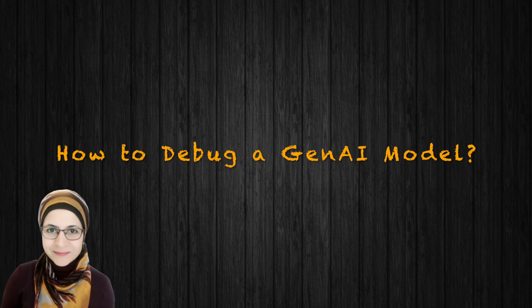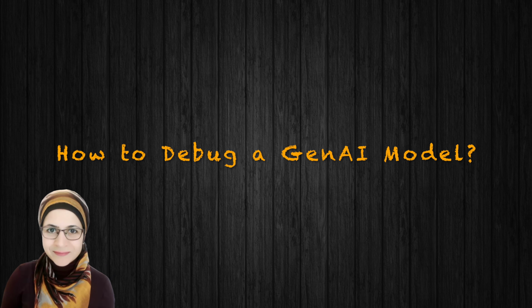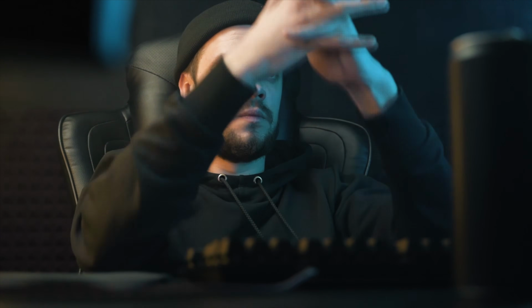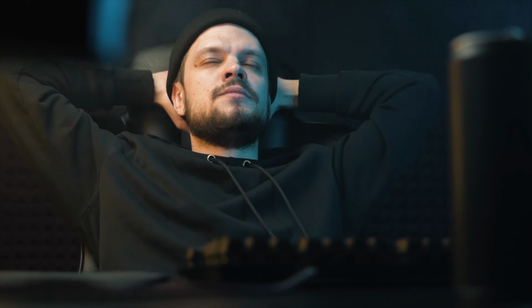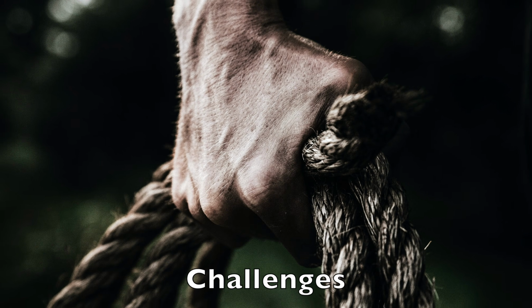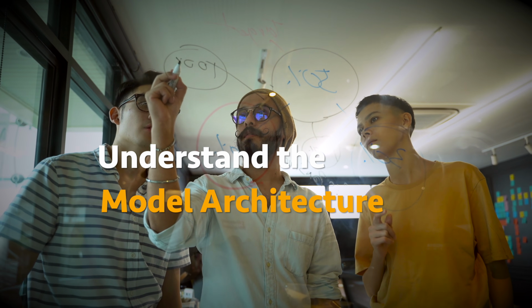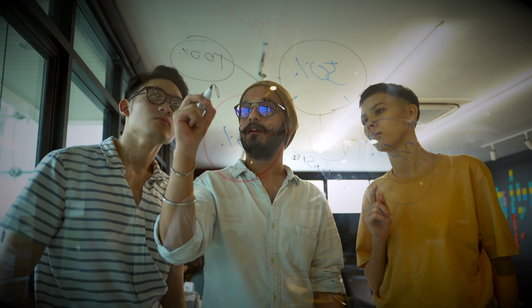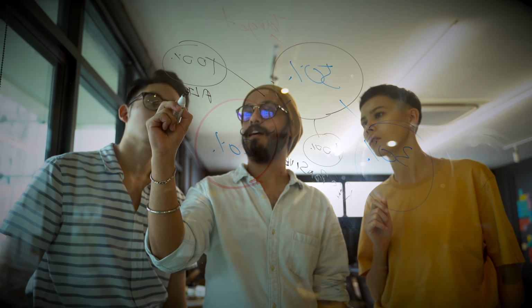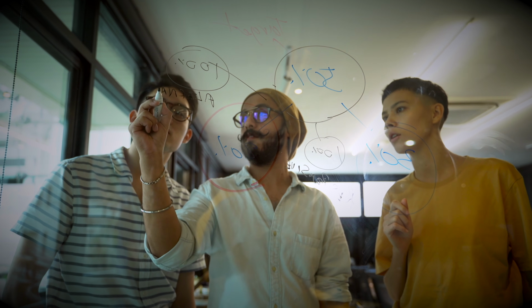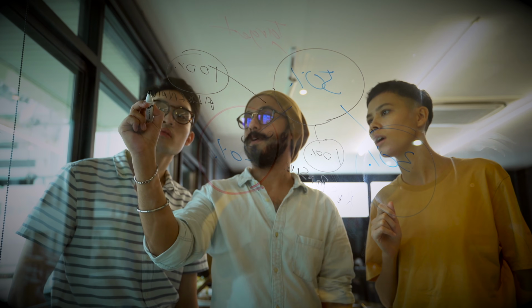How to debug a generative AI model? Debugging a generative AI model isn't too different from traditional debugging, but it does come with its unique challenges. Here is a breakdown of the process. Understand the model architecture. Familiarize yourself with the architecture of the AI model. Knowing how the model is structured, including its layers, parameters, and training data, is the first step.